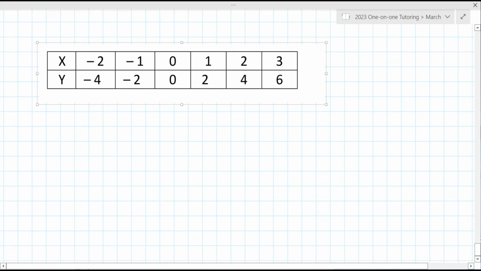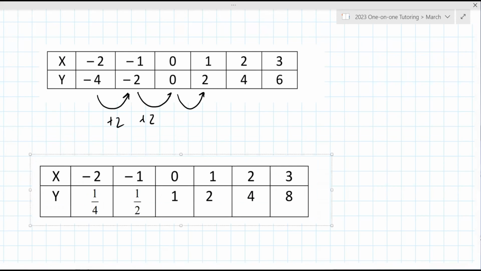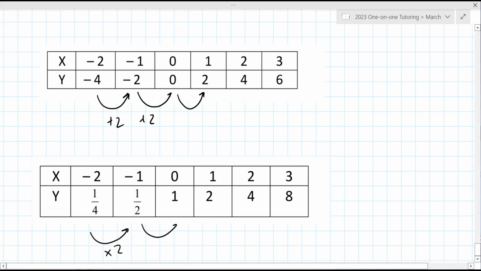So is this linear or is this exponential? Linear. What is the slope then? 2 over 1. So adding 2, right? Good. Okay. So how about this one? Is this linear or exponential? Exponential. Yeah, because you're going up by 2 each time. And it has to be the same everywhere.